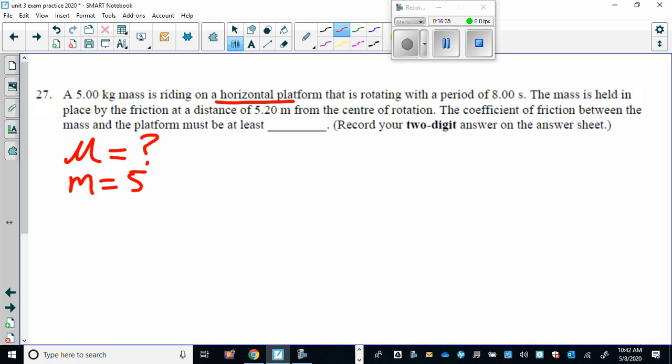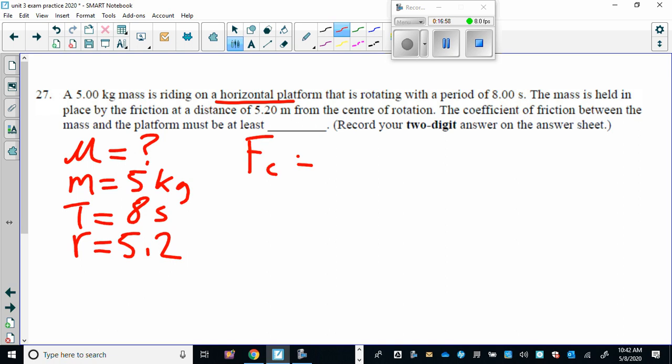We have the mass. We have the period. And we have the radius. This is a good question. This question makes you work a little bit. So what forces are acting in this? It's a horizontal question. So the centripetal force is caused by the frictional force. Those are our two forces, and this is going to be mv squared over r equals mu Fn.